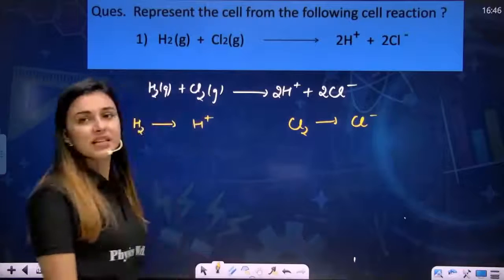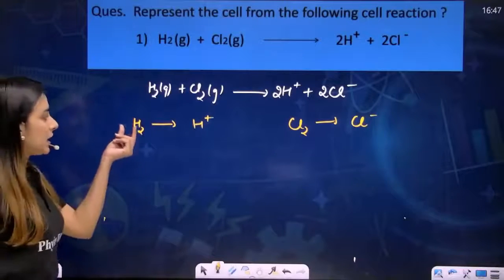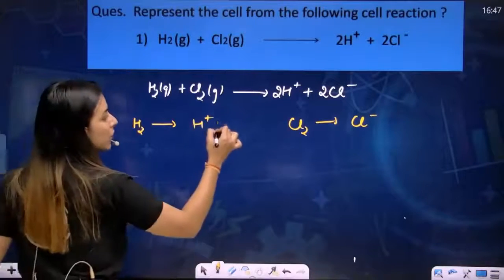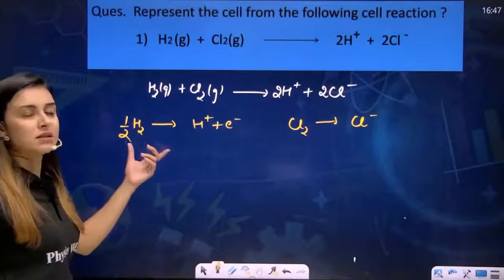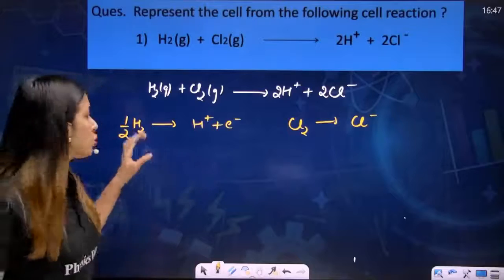Okay, now let's see what is happening. Since here is H2 and here is electron, I have to add an electron here in order to balance the charges, and here H+ will come. This is how you balance, right? Yes.